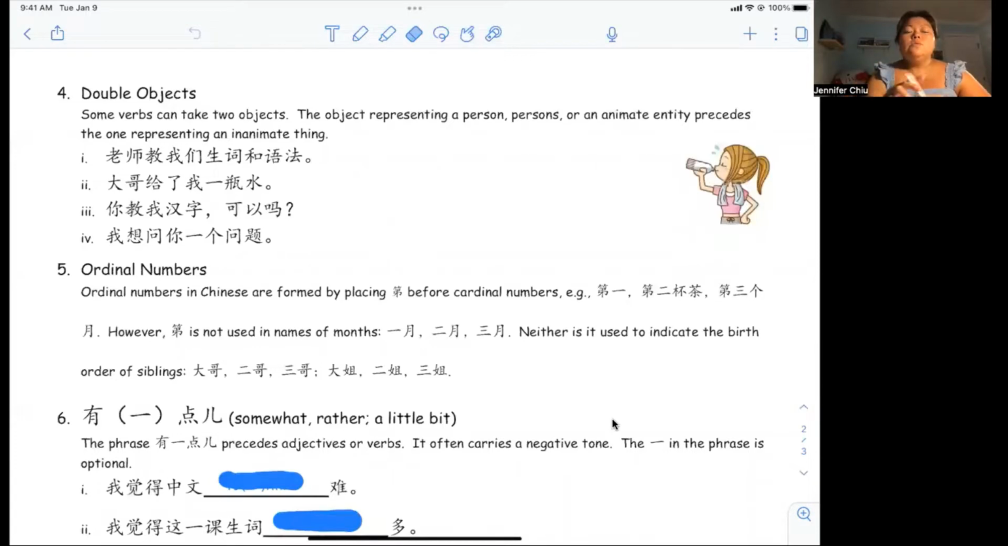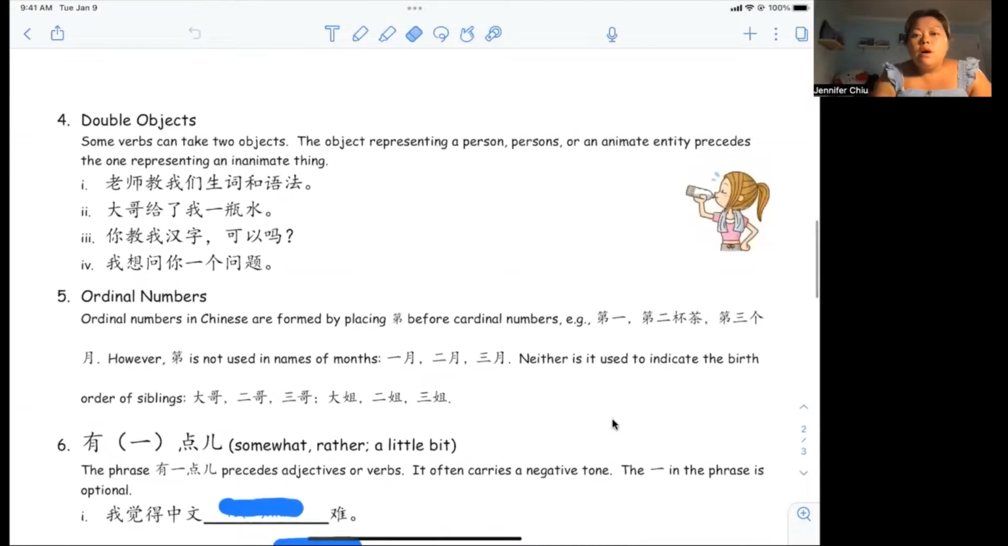We will continue with grammar from lesson 7-1. We'll continue with number 4 here, right? So the focus of this section is double objects. It says some verbs can take two objects. The object representing a person, or animate entity, precedes the one representing an inanimate thing, all right?